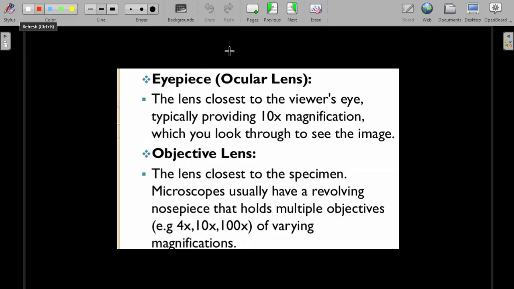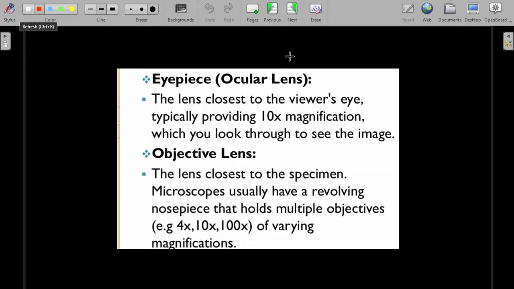Okay. So what's the function of the eyepiece? It's the one you use to view your what? Your specimen, isn't it? That's the eyepiece, isn't it? What of the objective lens? What's the function of your objective lenses?